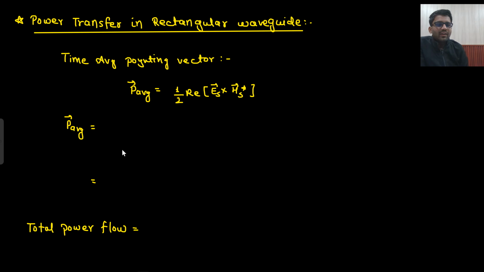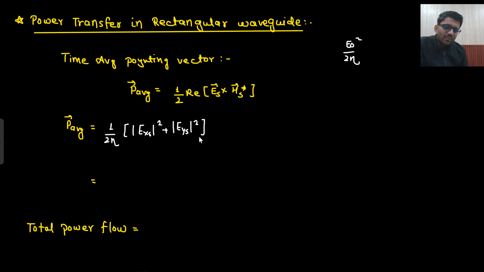So we need to find the power in rectangular waveguides. We already know our time average Poynting vector, that is 1 by 2 real of Es cross Hs conjugate. When we do this calculation, what is the final answer we get? When it was a uniform plane wave, the answer was E naught square upon 2 eta. So here also the answer would be 1 by 2 eta, magnitude of Exs square plus Eys square. That is your time average Poynting vector, and certainly the wave propagation is in Z direction, so az cap. Are you getting this point?